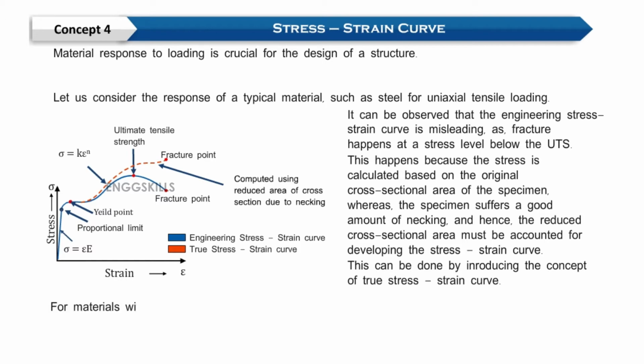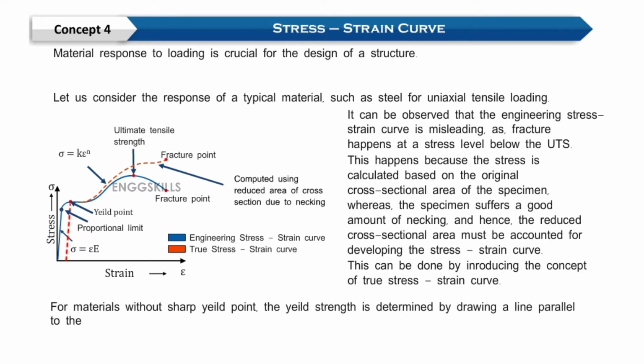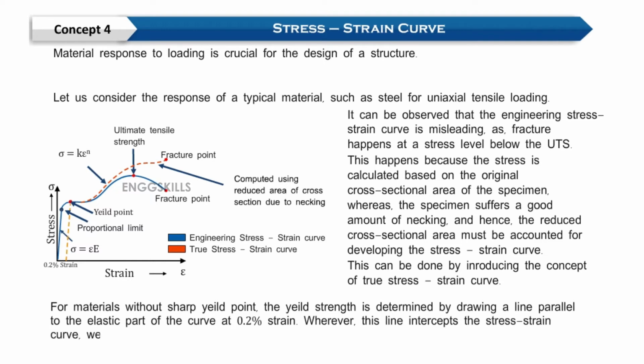For materials without a sharp yield point, the yield strength is determined by drawing a line parallel to the elastic part of the curve at 0.2% strain. Wherever this line intercepts the stress-strain curve, we get the approximate value of the yield strength.